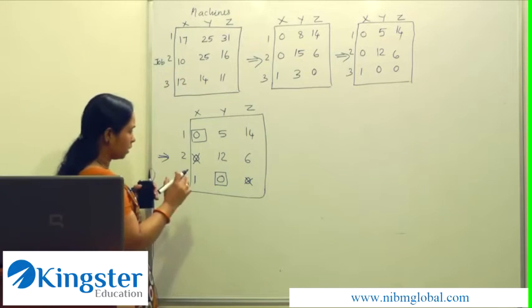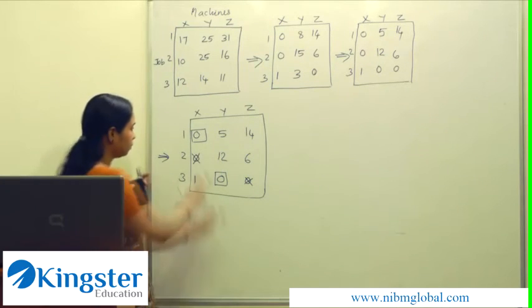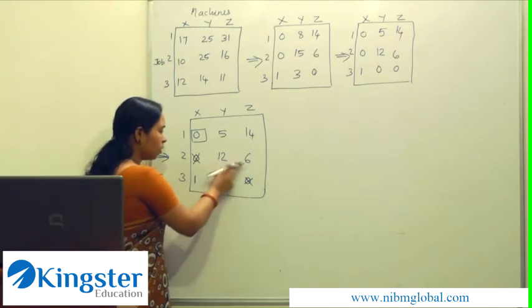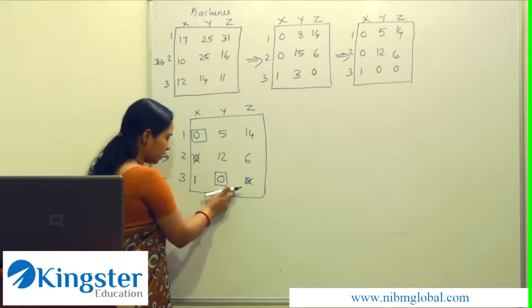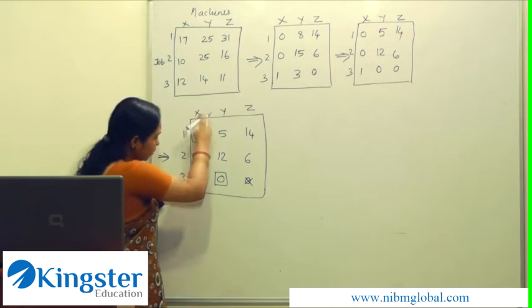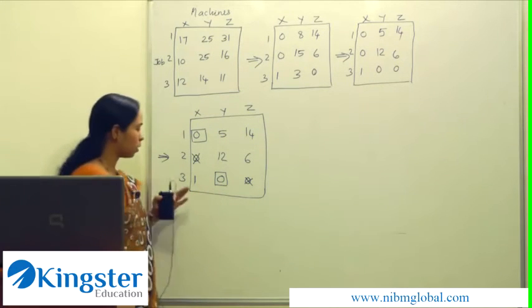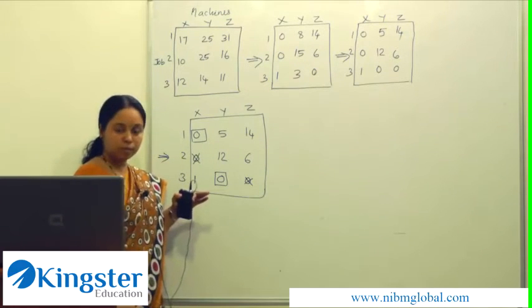Now check every row and every column for unique assignment. We have an assignment in the first row, but we have no assignment in the second row, and in the third row also we have an assignment. Now coming to the columns, we have assignments in the first and second column, but we have no assignments in the third column. That means at this stage, it does not provide an optimum solution.